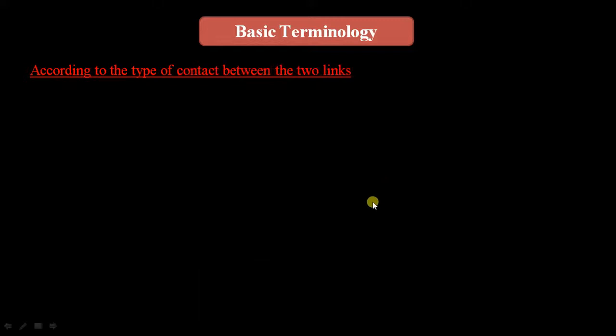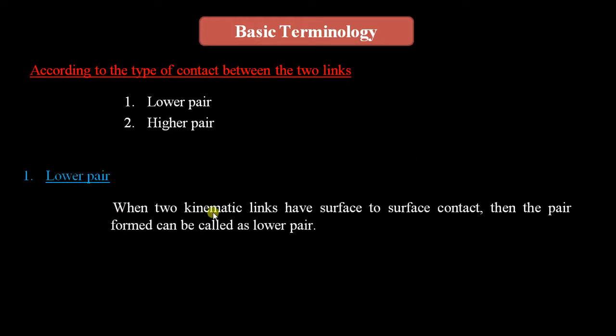And next we go for the next condition, that is, according to the type of contact between the two links. Based upon that we are going to classify them. So there are two types of pairs, a lower pair and a higher pair. That is based on the contact. When two kinematic links have a surface to surface contact, then the pair formed can be called a lower pair. So whenever there is a surface to surface contact, it is called a lower pair.